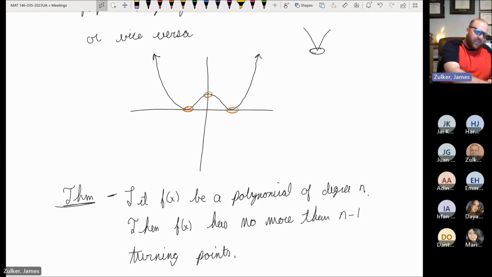Which would make this graph, right? So what would the minimum degree of this polynomial be for the graph that I drew? It'd have to be at least degree 4. It doesn't mean it is degree 4. It could be degree 900. But we know it cannot be less than degree 4.